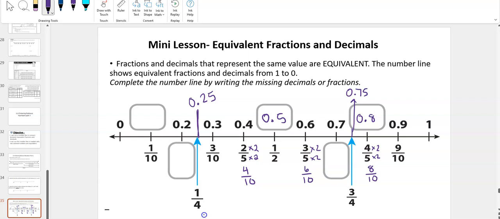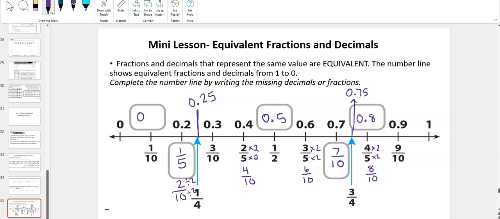9/10 is 9/10. 7/10, we're going to write that as a fraction, 7/10, and I cannot reduce it any further because 7 is prime. 2/10, I can write as 2/10, but that can be reduced or simplified. If I divide the top and bottom by 2, I get 1/5.